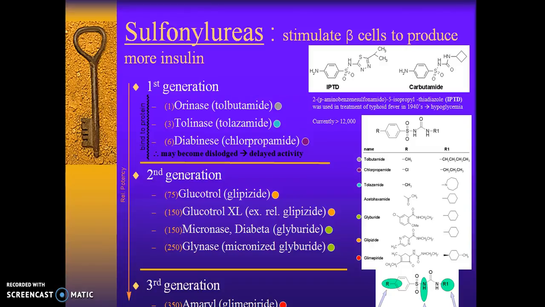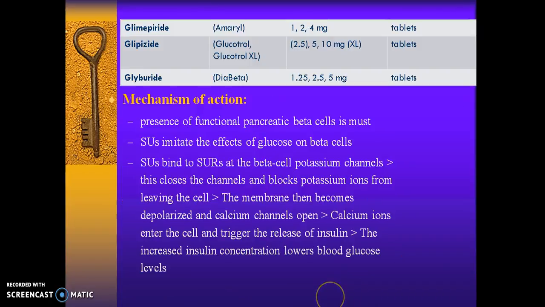In first generation, the main drug is tolbutamide. In second generation, the main drug is glipizide, and for the third generation, the main drug is glimepiride, and the fourth generation is in the clinical trial stage.